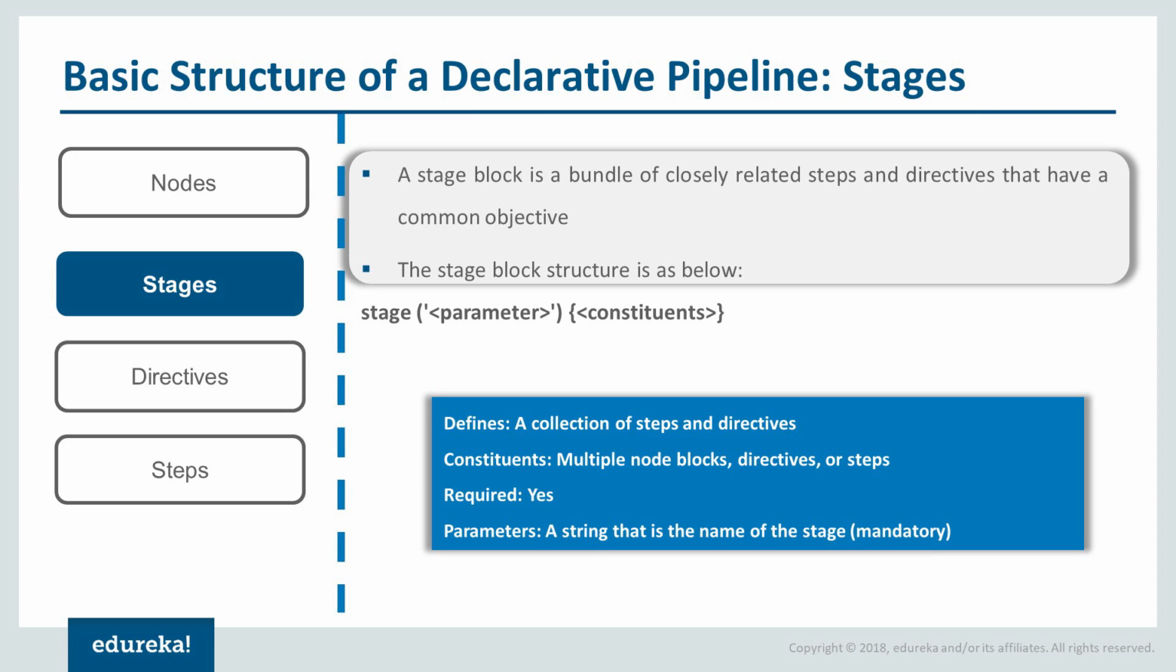A stage block is basically a bundle of closely related steps and directives that have a common objective. You can then define parameters as well if needed. The name of the stage is one of the compulsory parameters which you have to mention. You have to give it a name, and this is mostly user defined.